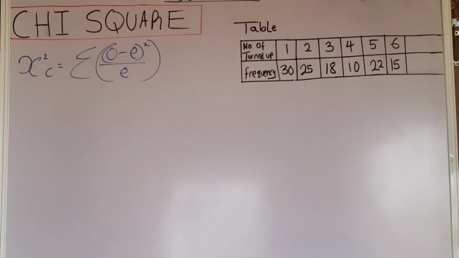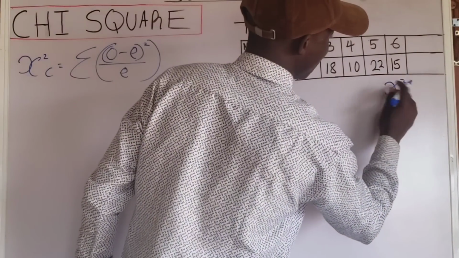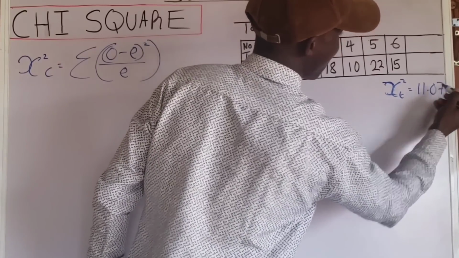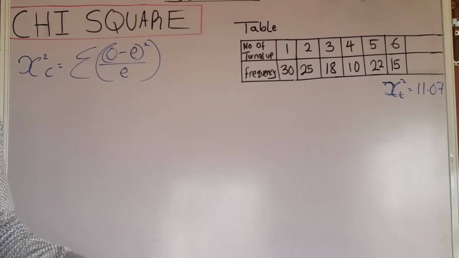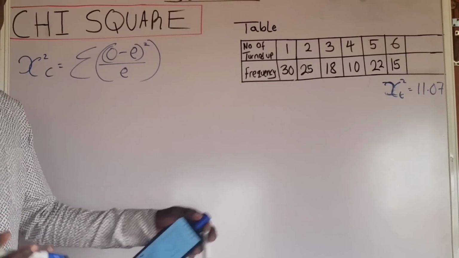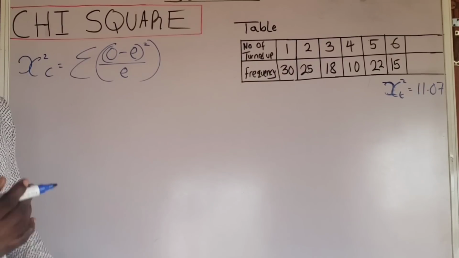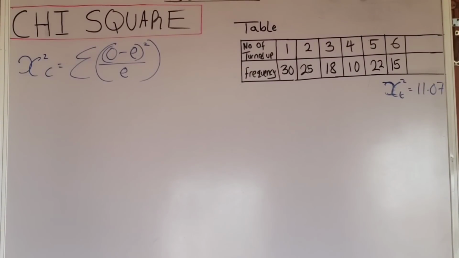Now in the question we are given that the tabulated chi-squared is 11.07. Let me write it here. That is the critical value. I'm going to show you how they got this value using the table, because in some questions you might not be given this value. You will be asked to determine the value by yourself through the table. Okay, so let's proceed. We have to prepare our table.